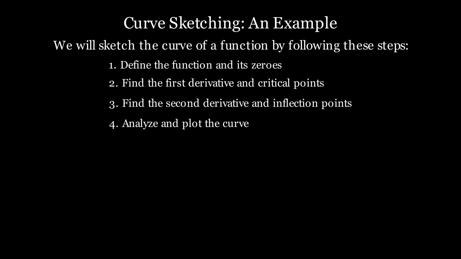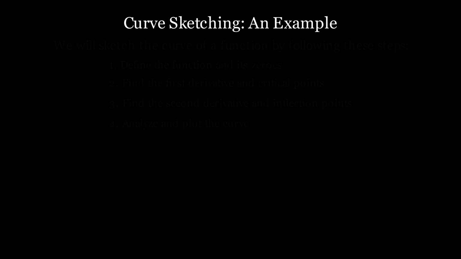First, we'll define the function and locate its zeros. Next, we'll find the first derivative and critical points. After that, the second derivative and inflection points. And lastly, we'll analyze and plot the curve. For this example, we'll be working with the function x cubed minus 3x squared.